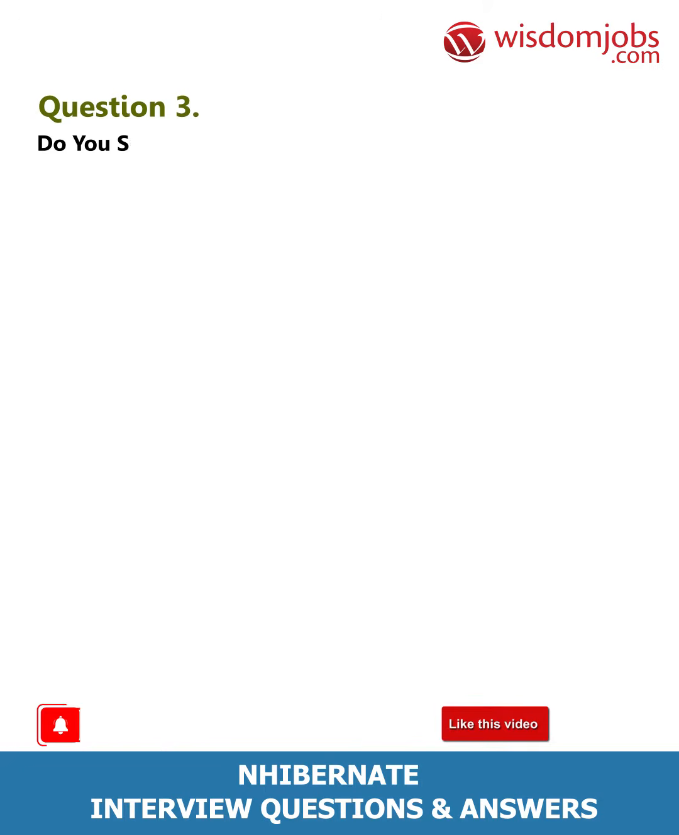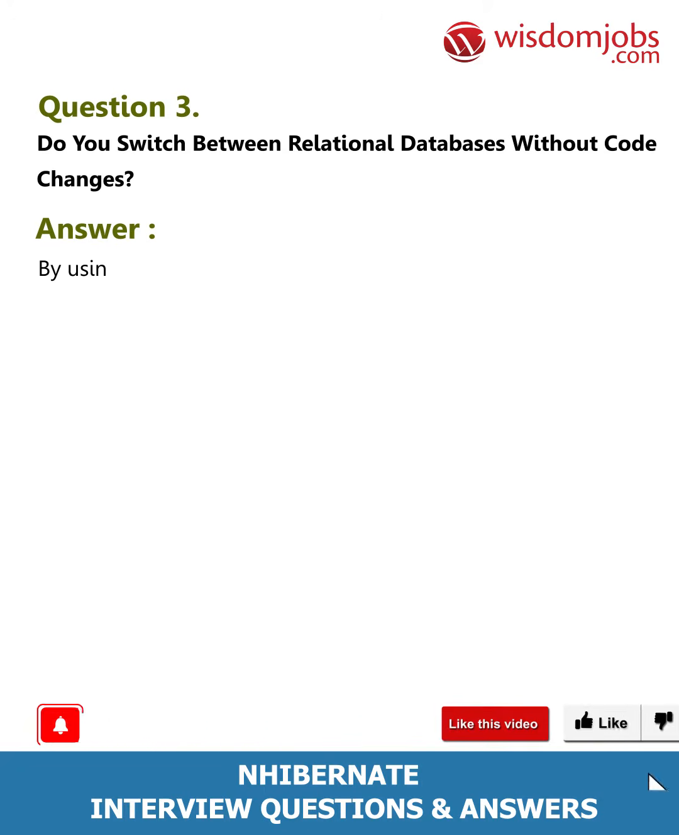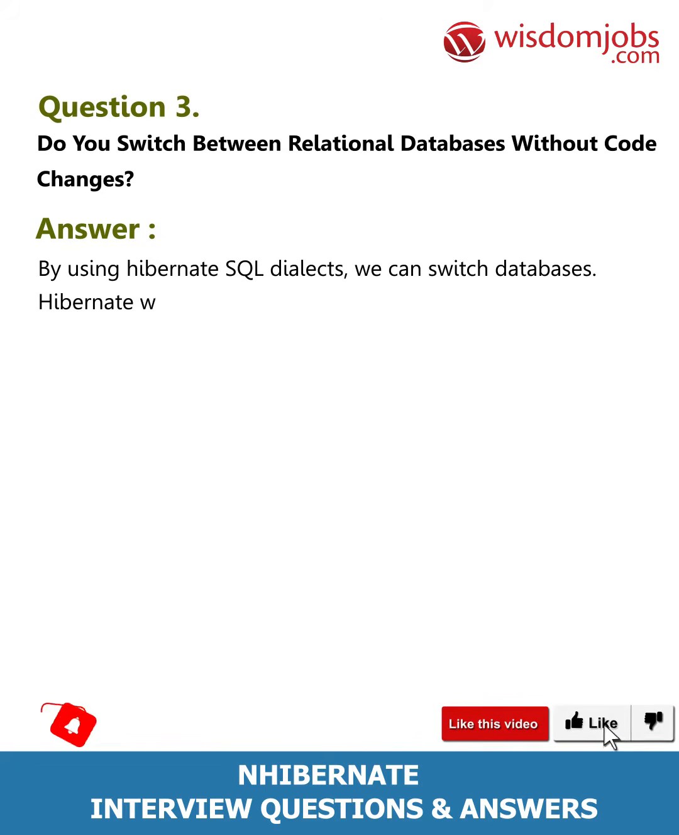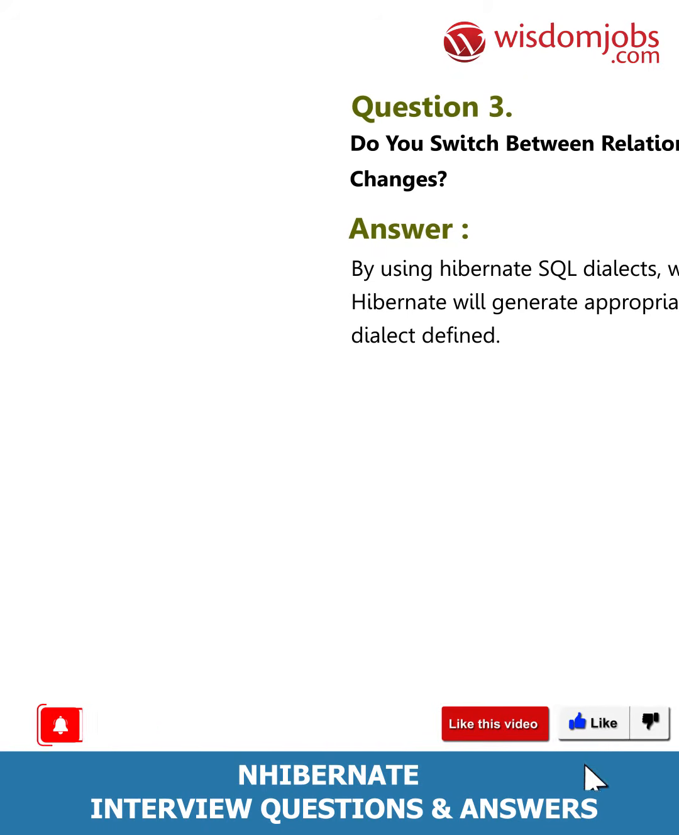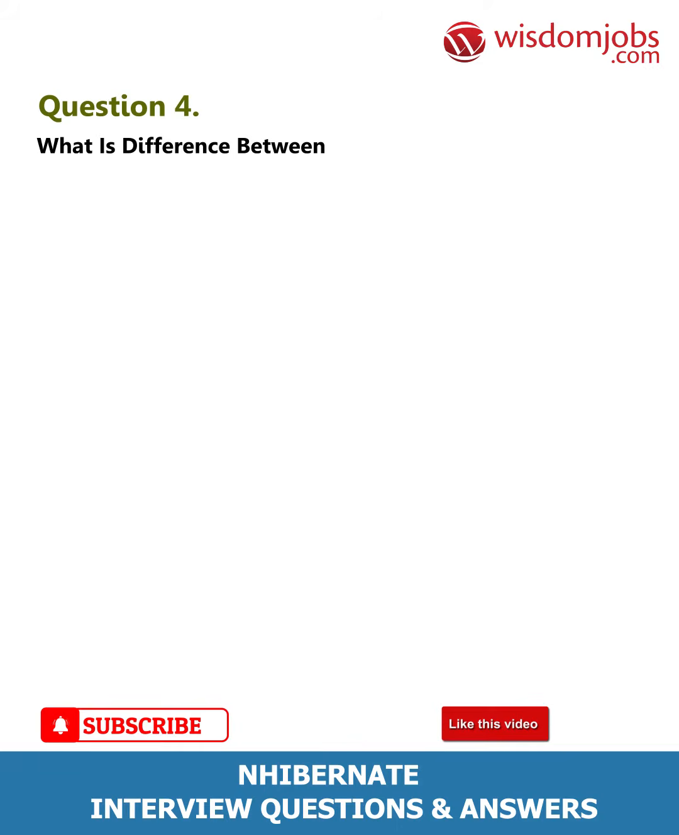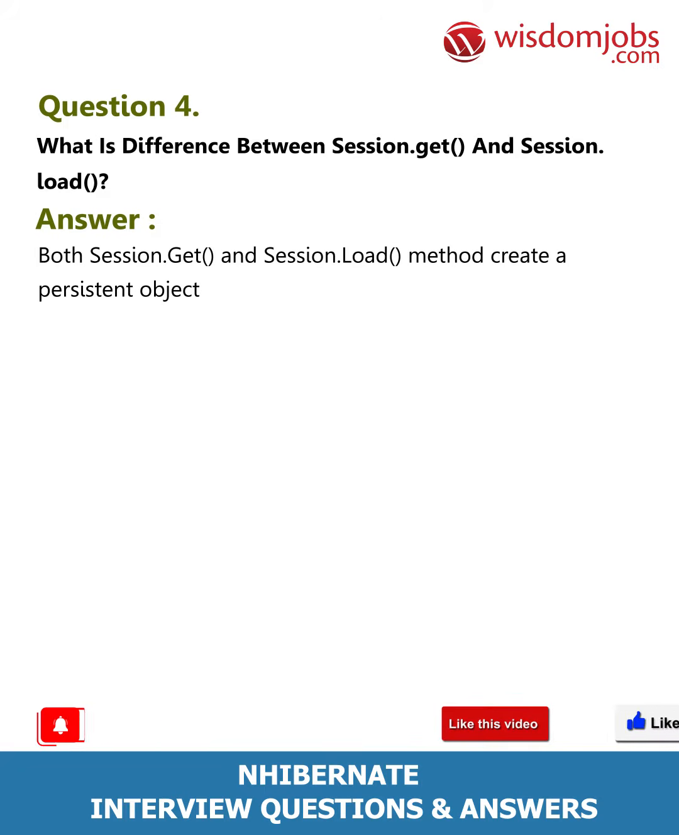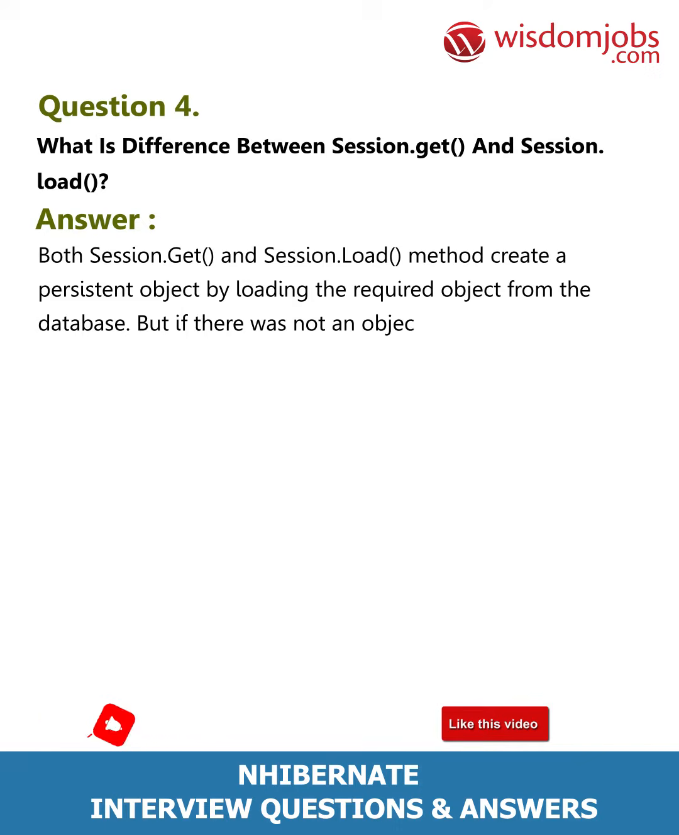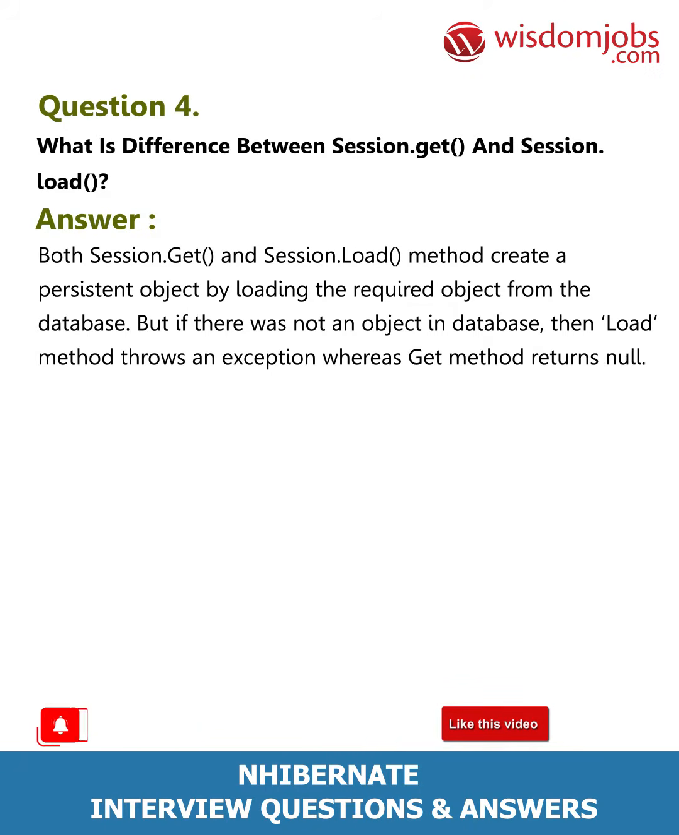Question 3. How do you switch between relational databases without code changes? Answer. By using Hibernate SQL dialects, we can switch databases. Hibernate will generate appropriate SQL queries based on the dialect defined. Question 4. What is the difference between Session.Get and Session.Load? Answer. Both Session.Get and Session.Load methods create a persistent object by loading the required object from the database. But if there is no object in the database, then the Load method throws an exception whereas the Get method returns null.